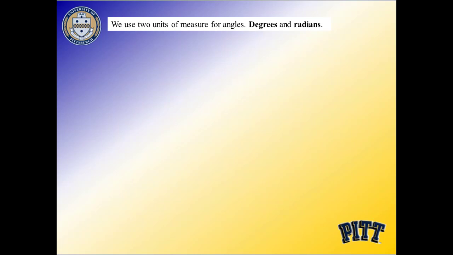We do use two units of measure for angles, degrees and radians. Now, if we're doing triangle trigonometry, it's primarily degrees. When we're talking about rotational, it's radians, and rotational deals with radians often because in rotational angles, you're talking about angles that could go beyond 180 degrees.